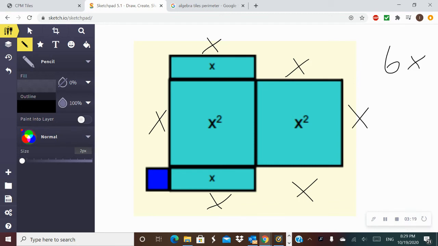Let's find our ones next, because again, we don't really have anything else. So let's start here. We have 1 here, 1 here, 1 right over here, here, and here. So we have 1, 2, 3, 4, 5, 6. We have 6 ones. So our answer would be 6x plus 6.